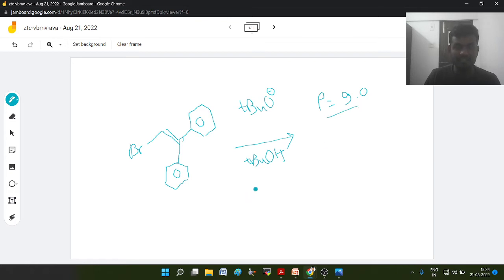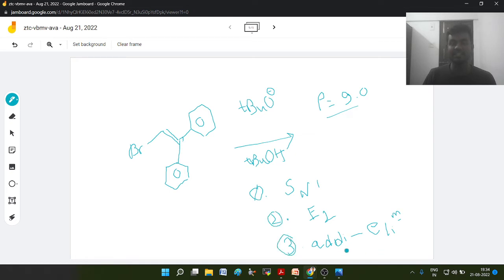So the question is: one, it's an SN1 reaction; two, it's an elimination E2 reaction; or three, an addition elimination reaction. So these are the options. Option 1 SN1, option 2 E2, and option 3 addition elimination.